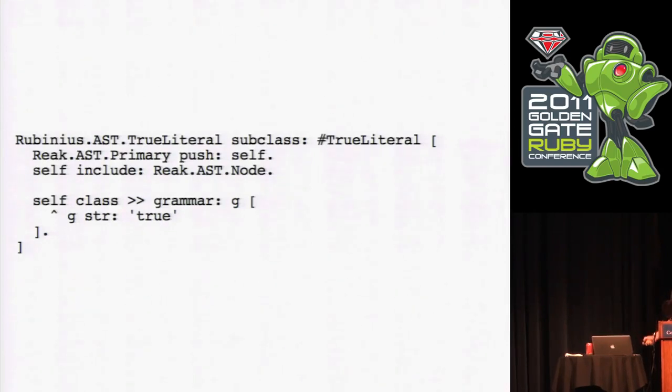And then when it is compiled, it would actually call the bytecode method defined on that literal, which we don't have to define because we inherit from the true literal that ships with Rubinius. So we'll just create the bytecode that is used for true in Ruby. Did that answer your question?